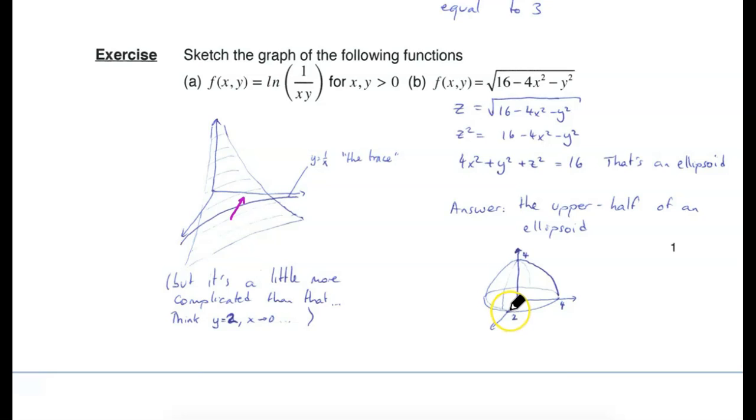So it would intersect the x-axis at x equals 2, the y-axis at y equals 4, and the z-axis at z equals 4. And so we can sketch the ellipsoid. Now, notice that this is the positive square root only, so even though this is an ellipsoid, that is only the upper half of an ellipsoid.